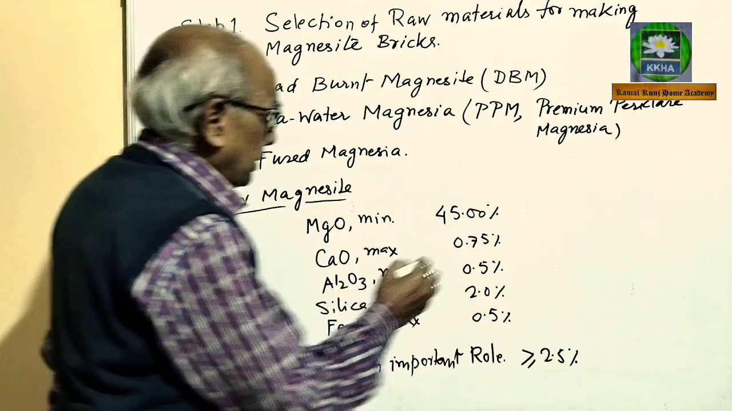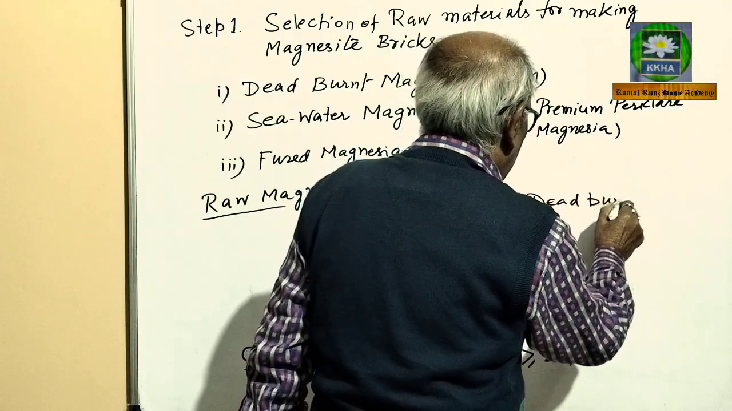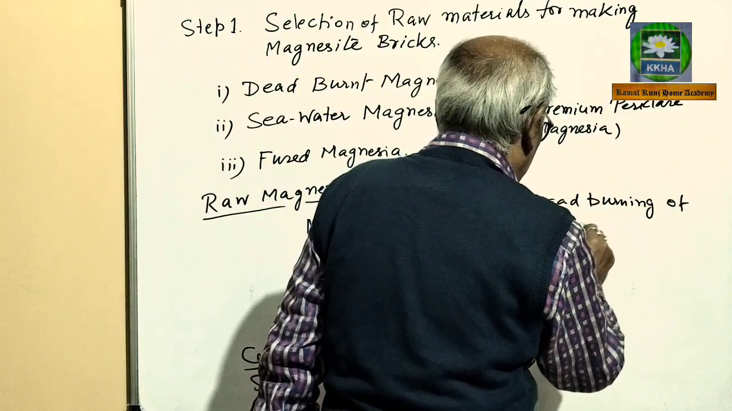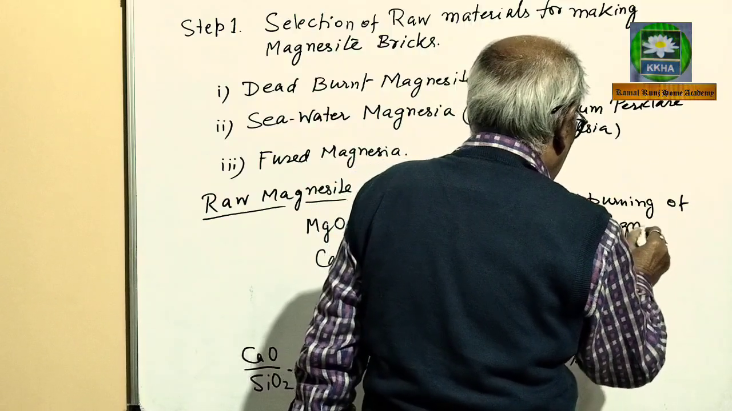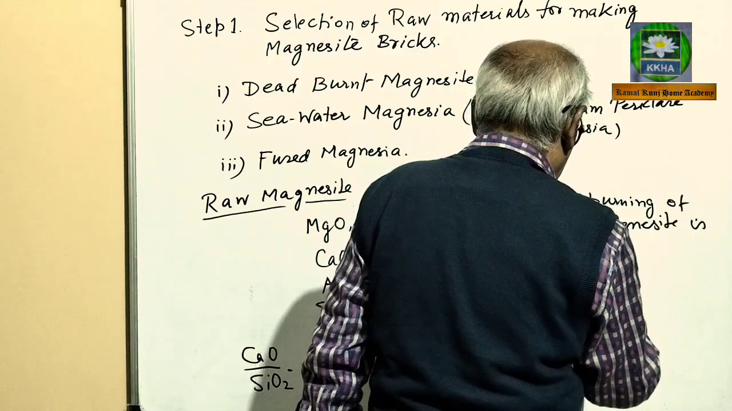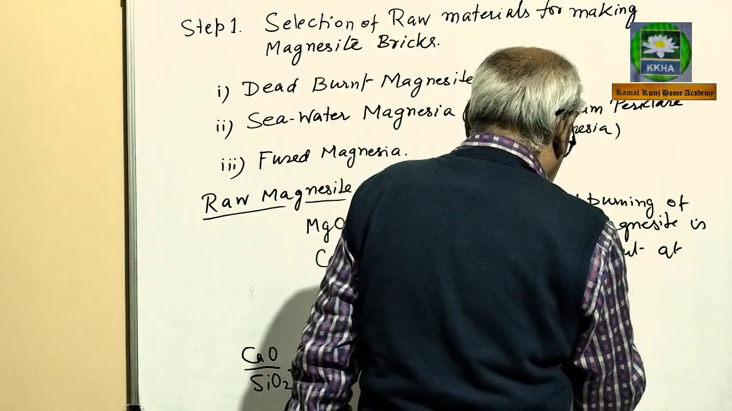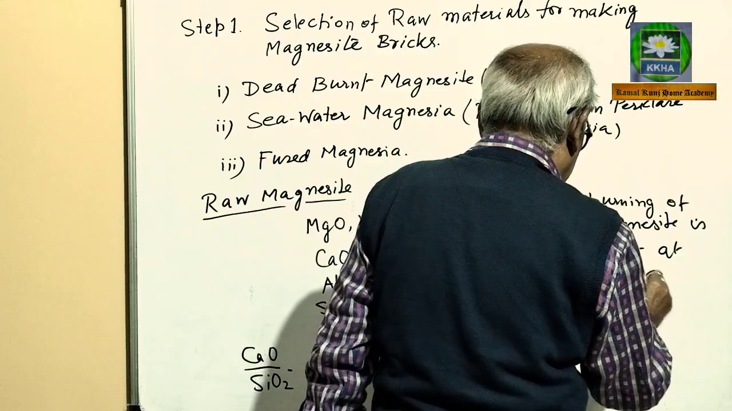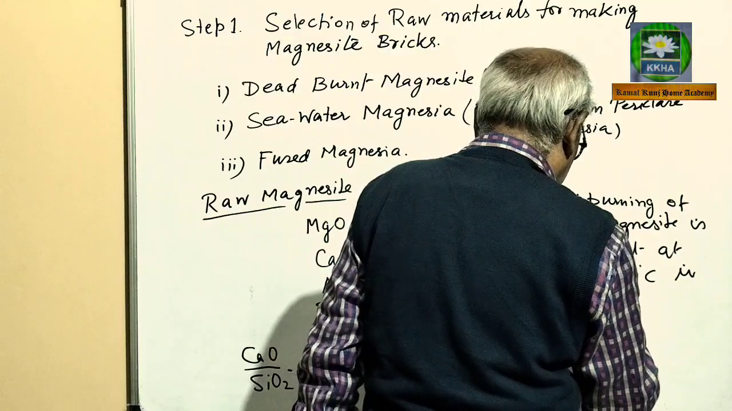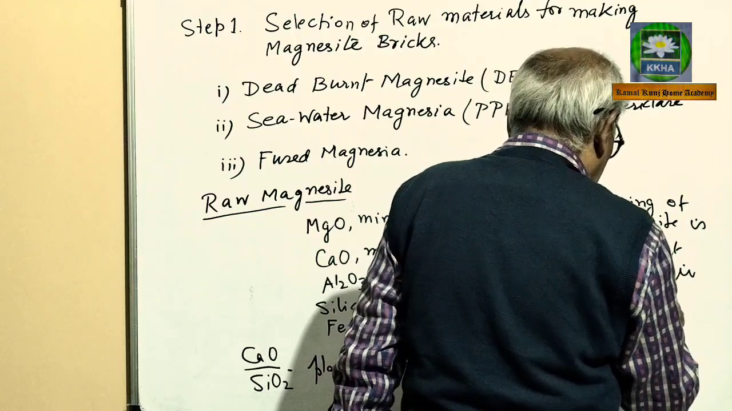Now dead burning of raw magnesite is carried out at 1700 to 1800 degrees Celsius in rotary kiln or shaft kiln.